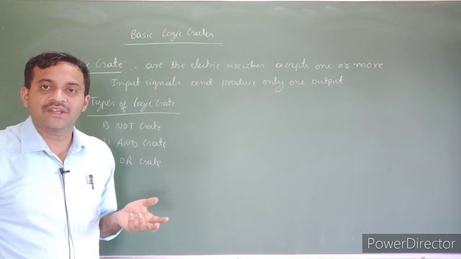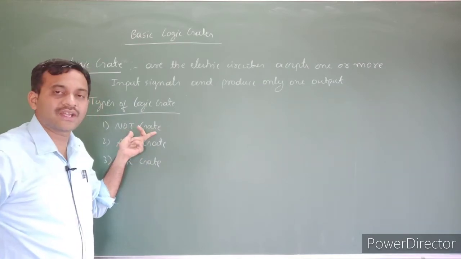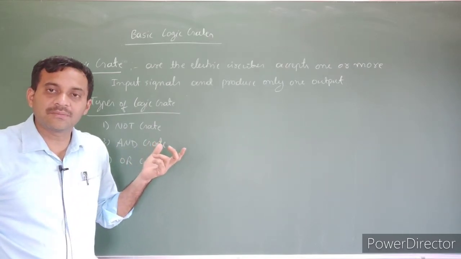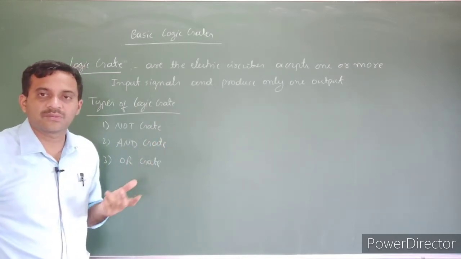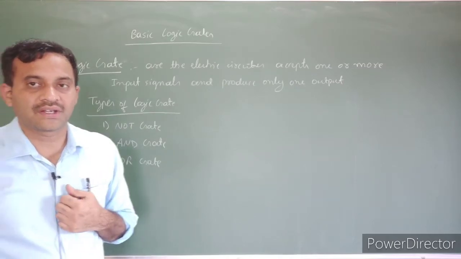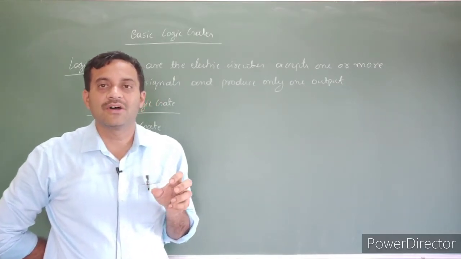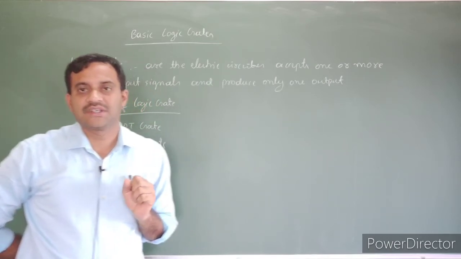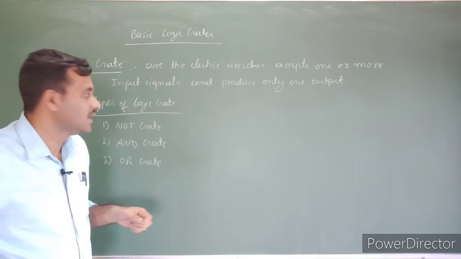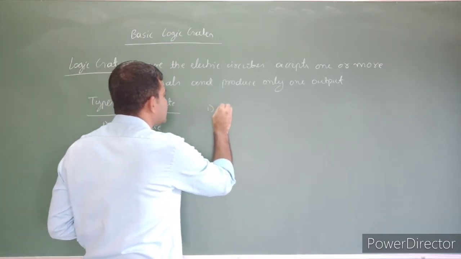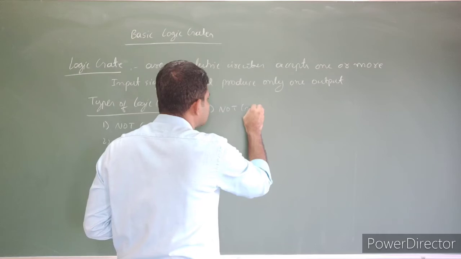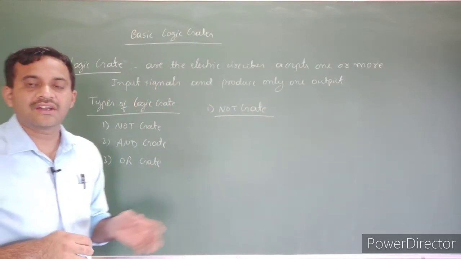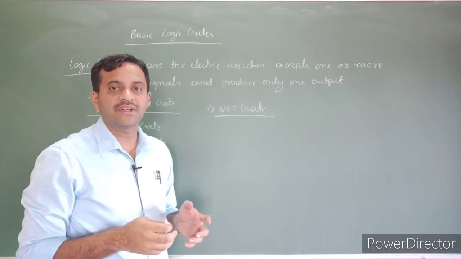Already we know the Boolean operators. Here NOT gate performs the complement operator, AND gate performs the logical multiplication operator, OR gate performs the logical addition operator. But these have logical symbols. Every gate has a logical symbol. So let's discuss one by one. First consider the first gate, that is NOT gate. NOT gate. Here NOT gate is also called complement gate.